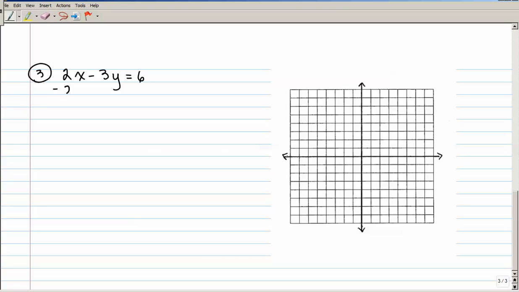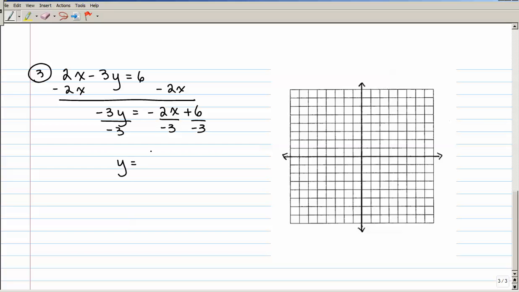So let's start by subtracting 2x from both sides. And that leaves me negative 3y equals negative 2x plus 6. And divide everything by a negative 3. So that gives me the equation y equals 2/3 x minus 2.